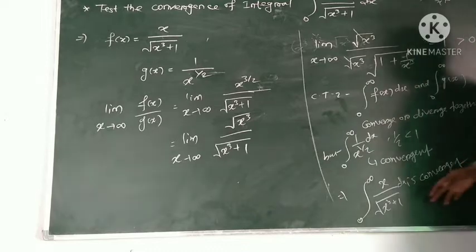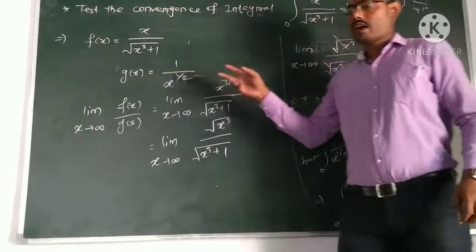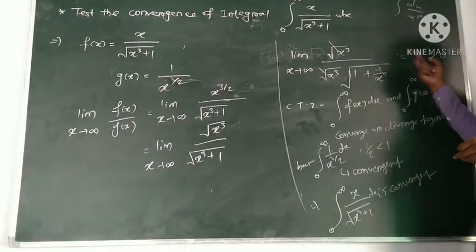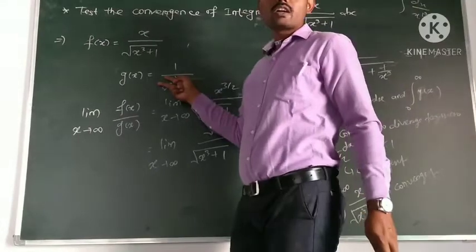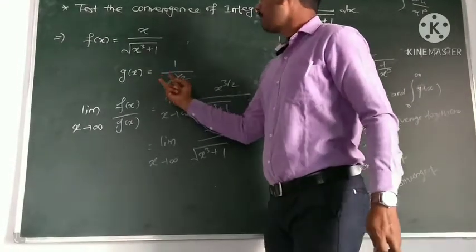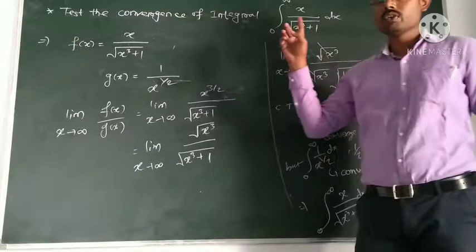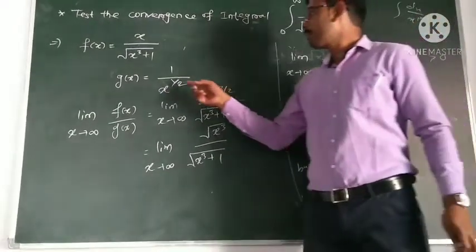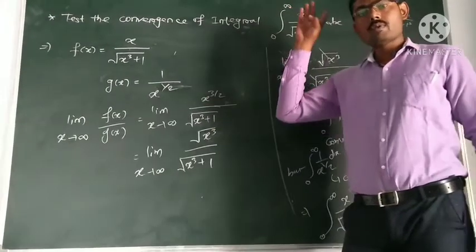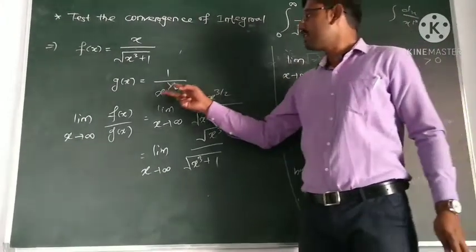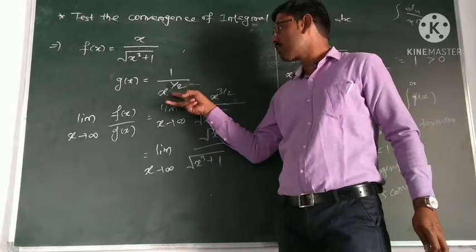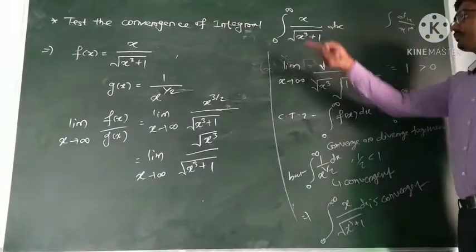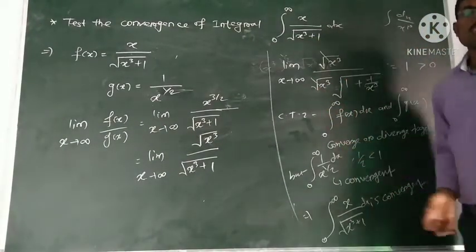Why is it convergent? Because the improper integral of g is convergent, and our test says if the limit is a non-zero real number, then the improper integrals of f and g converge or diverge together. But the improper integral of g is convergent by the p-test integral. We know the integral of dx upon x to the power p is convergent when p is less than 1, and here p is half, which is less than 1. So by the p-test, the integral of 1 upon x to the 1 by 2 is convergent. So the improper integral of f is also convergent by comparison test 2, or CT2, or the constant test.